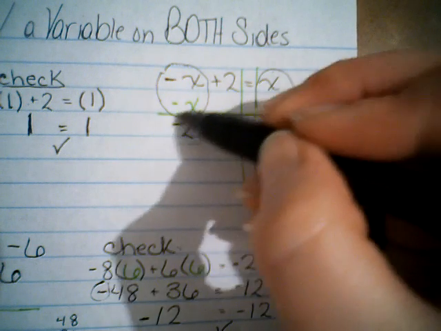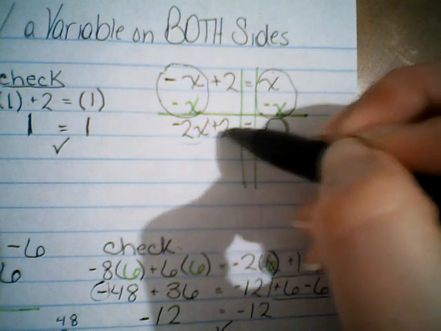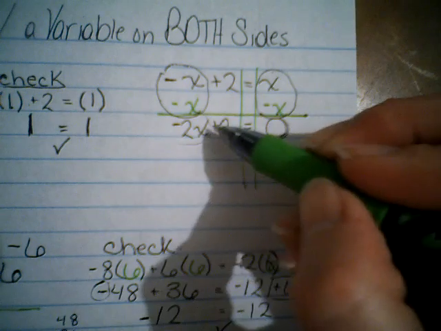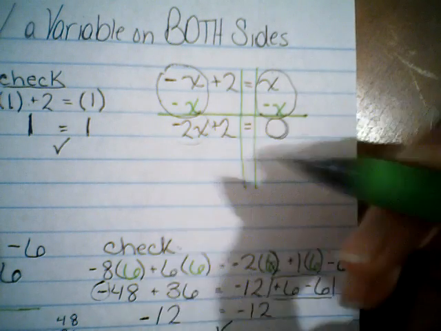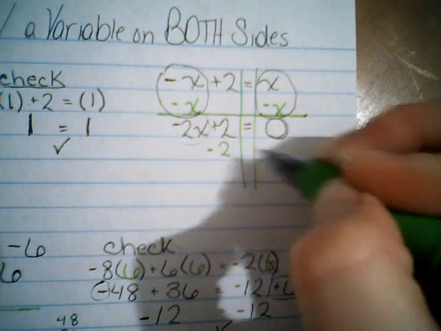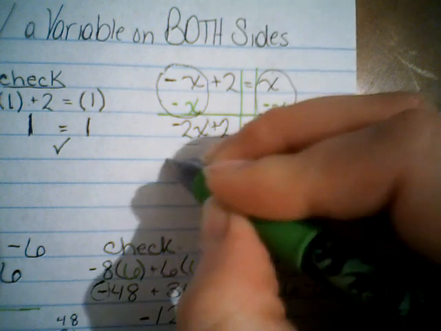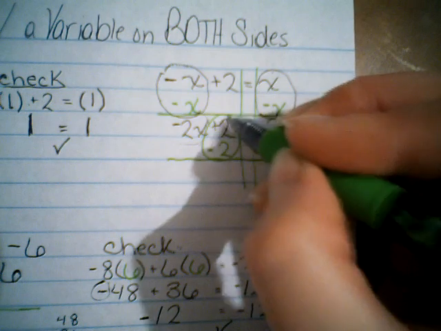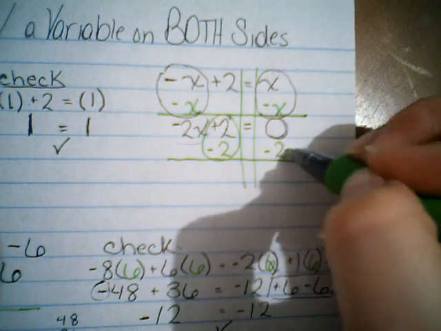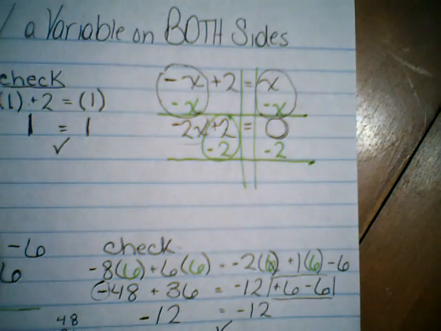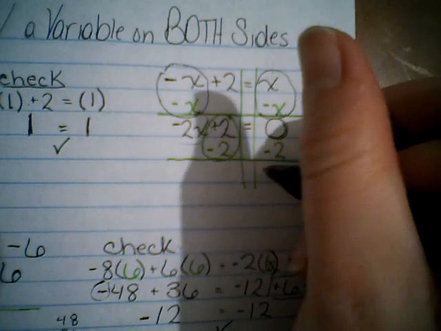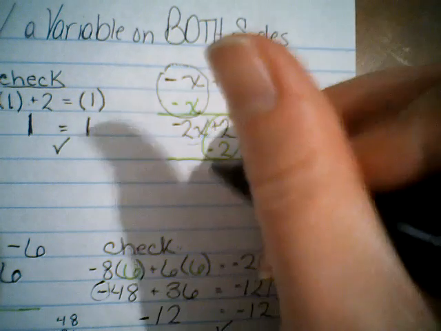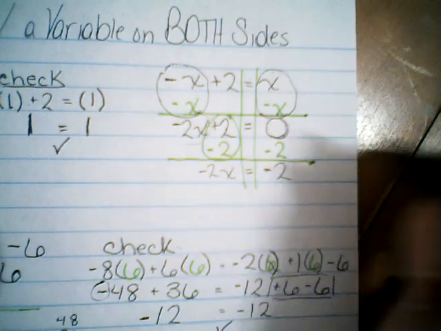So I want to get my variable term alone, but I still have this other term. So my next step is to get rid of that other term. The term's a positive 2, use its opposite. So I'm going to subtract 2 on both sides. Positive 2 and negative 2 make a 0 pair, so that's gone. A 0 minus 2 is a negative 2, so I have negative 2 on the right. The equal sign comes down. And negative 2x on the left.